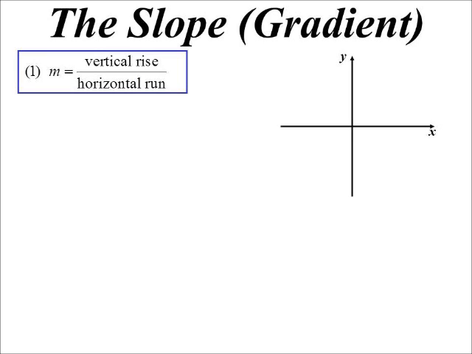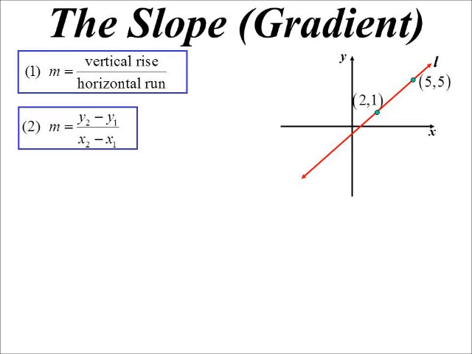And so here's a number plane. There's a line, which I've called L. There's a point on it. I've got a couple of coordinates. The formula comes from rise over run, because of course the vertical rise would be the difference in the y values, and the horizontal run would be the difference in the x values.